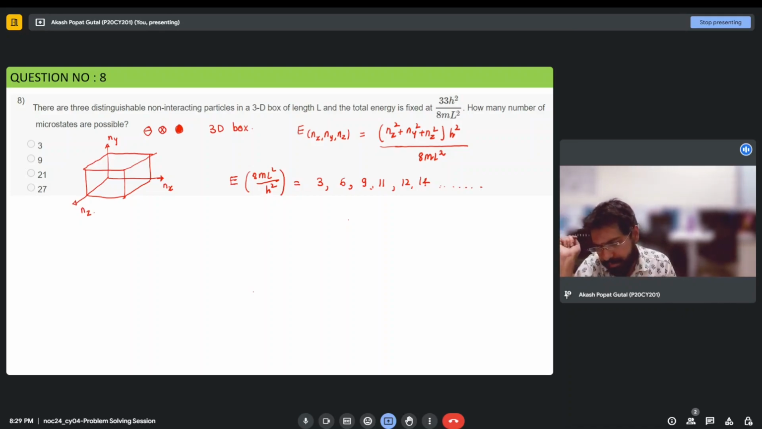And we know their degeneracies. For the first level, the degeneracy is 1. Second level, the degeneracy is 3. Third level, degeneracy is 3. And for 11, the degeneracy is also 3. And for 12, it is 1. And for 14, sorry, I think it is 6.